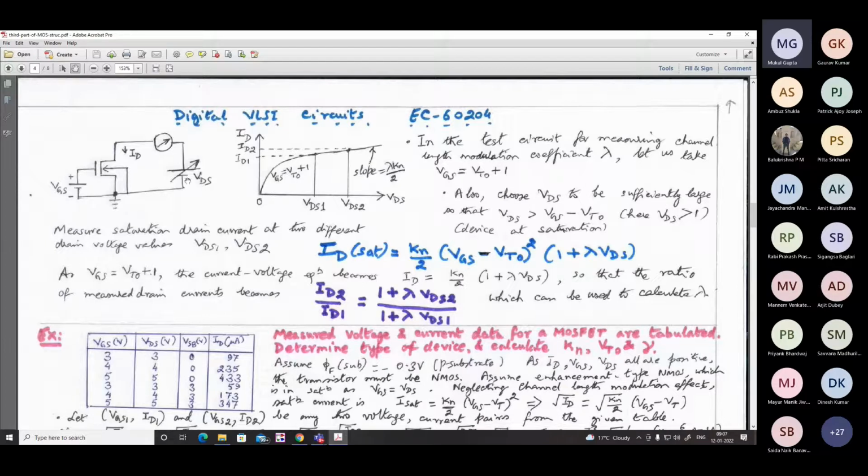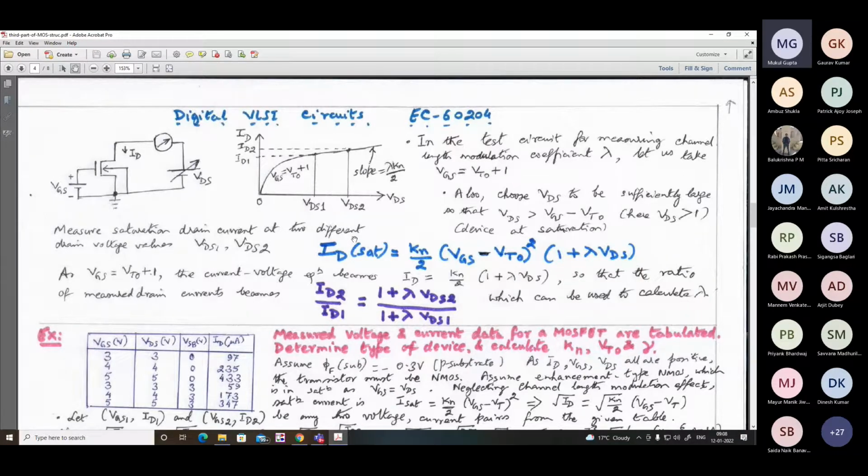Here you can make VDS independently large compared to VGS, because drain and gate are no longer shorted. VGS you keep sufficiently small so that you can easily bias the transistor in saturation, and take it deeper into saturation. So you choose VDS sufficiently large so that VDS is greater than VGS minus VT. Here VDS is obviously much above that, so the device is well in saturation. So measure the saturation drain current at two different drain voltages.